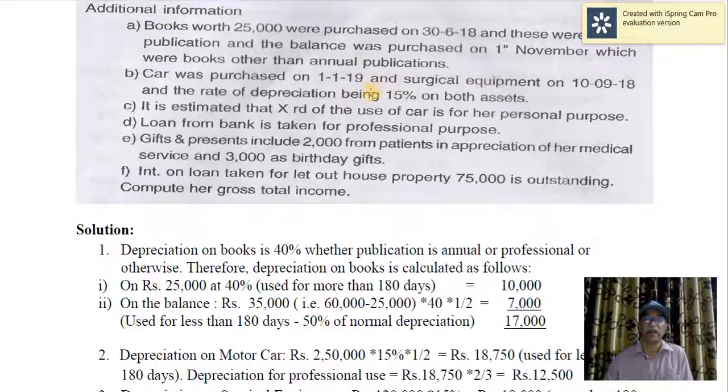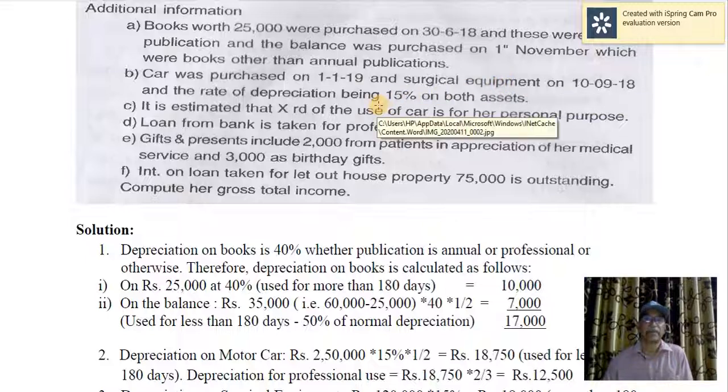And then as far as surgical equipments are concerned, they are purchased on 10th September 2018. From this date to 31st March of 2019, the number of days in between are more than 180 days. Therefore, normal depreciation should be charged, and here it is mentioned that the rate of depreciation allowed is 15% on both the assets. Purchase of asset is not allowed as professional expense, but depreciation on assets like car and surgical equipments is allowed.